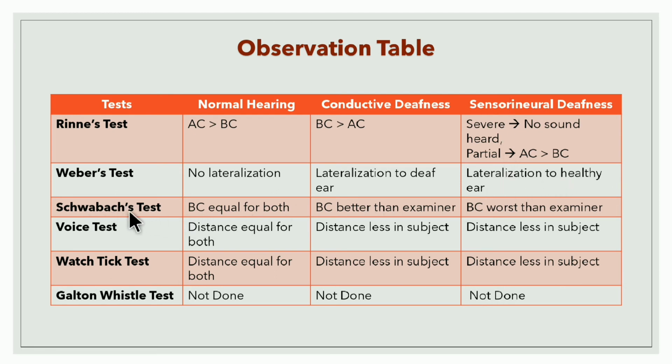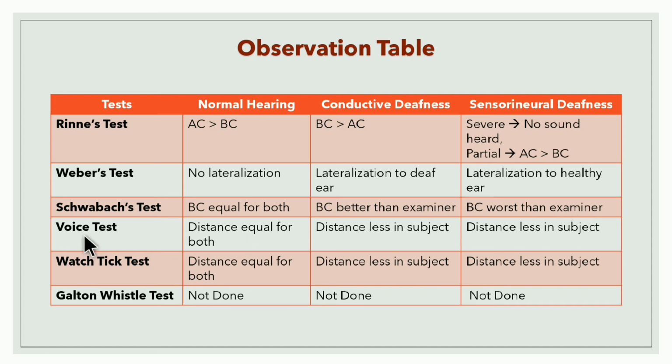Third test, Schwabach's test. In Schwabach's test, in normal hearing, the bone conduction of both examiner and subject will be equal. While in case of conductive deafness, the bone conduction will be better in the subject compared to the examiner. In sensorineural deafness, the bone conduction will be worse in the subject compared to the examiner.